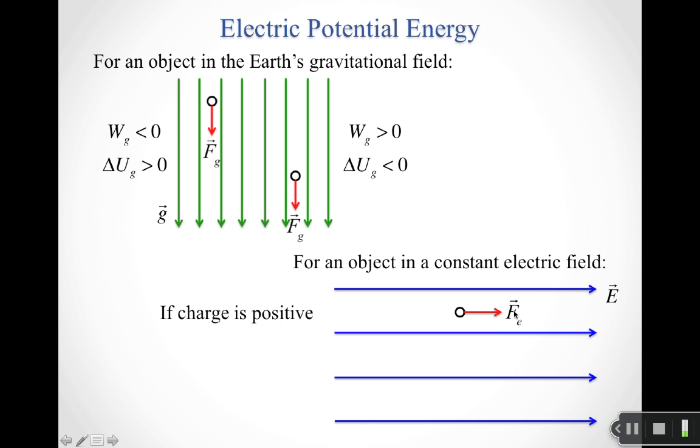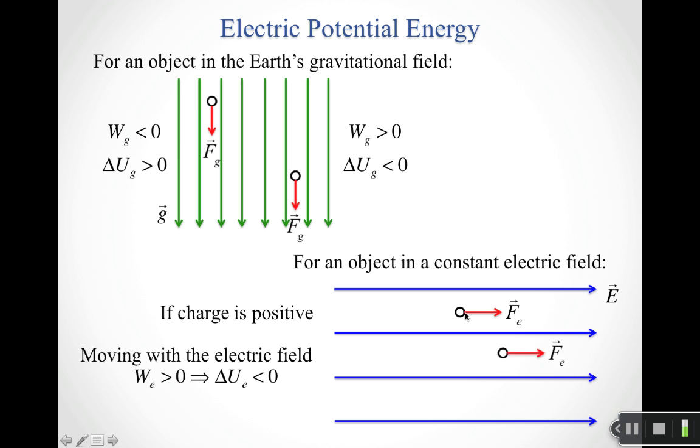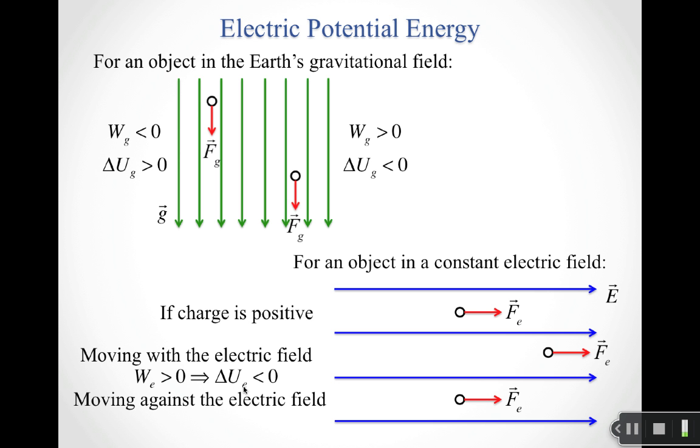Again, mass was always positive but charge can be positive or negative. So if the charge is positive, then we know that there's going to be an electric force that points in the direction of the electric field that acts on that charge. So if you let the force move with the electric field, that means the electric force does positive work, and you decrease the electric potential energy.